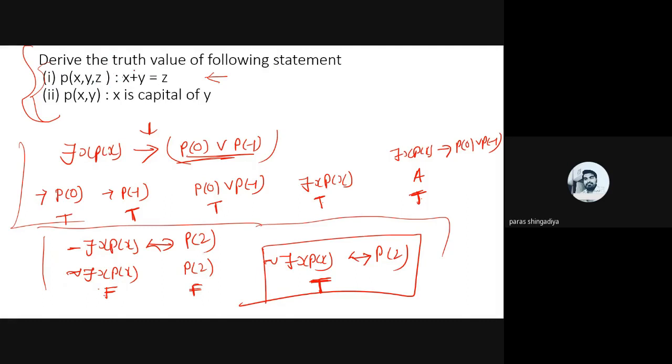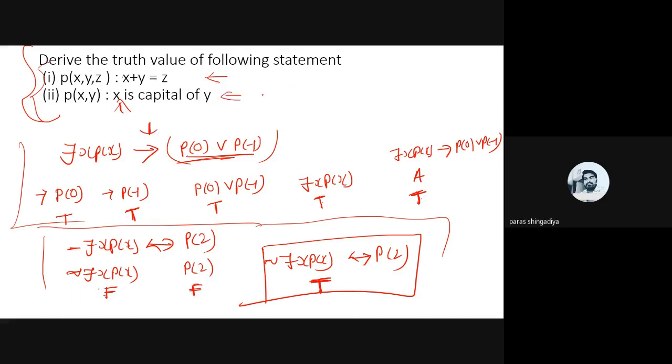Find three numbers where we can consider x plus y is equal to z. And the second one is that x is a capital of y. So just consider any x. Delhi is the capital of India. That is one true form. Second one, a false statement: Rajkot is the capital of India. So it is a false one.